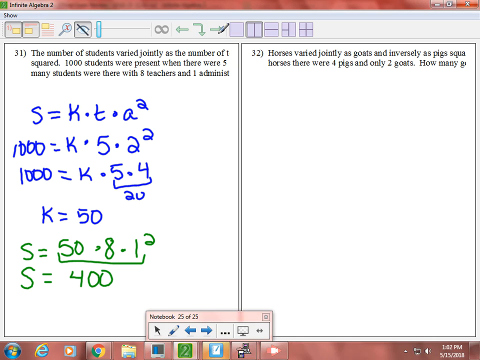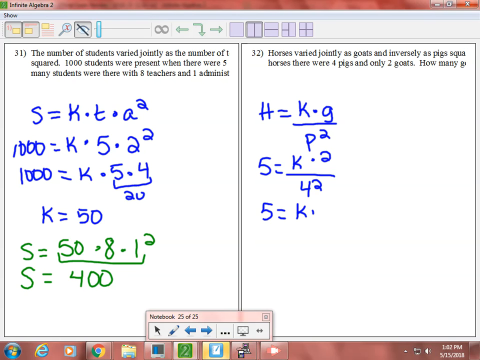32. Horses vary jointly, so our k value, so jointly as goats, meaning we're going to multiply them, and inversely as pigs squared. So this one, you have 5 horses. We don't know our k value yet. 2 goats and 4 pigs, so 4 squared. Okay, so that one is going to give us 5 is equal to k times 2 over 16. Go ahead and move that to the other side, and then divide by 2, and your k value is going to be 40.